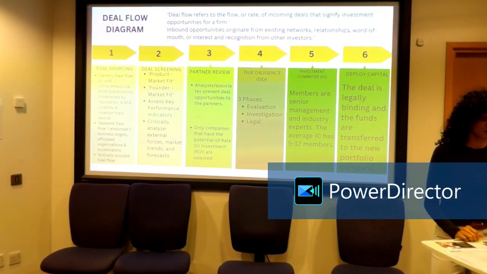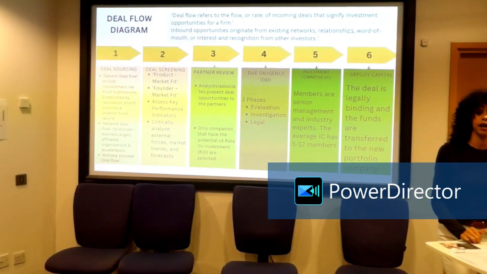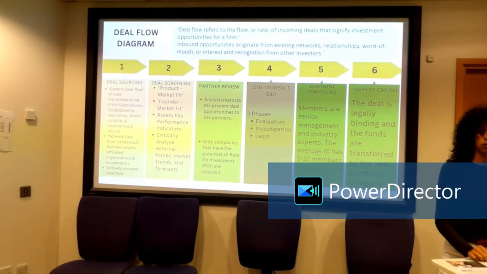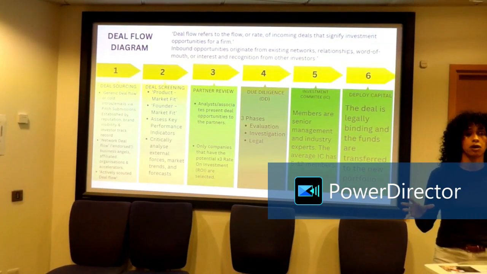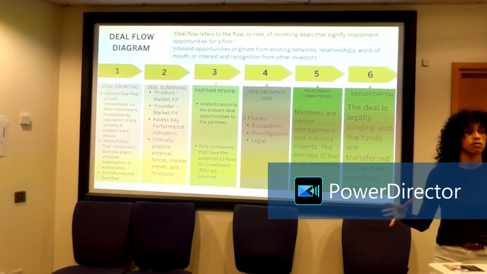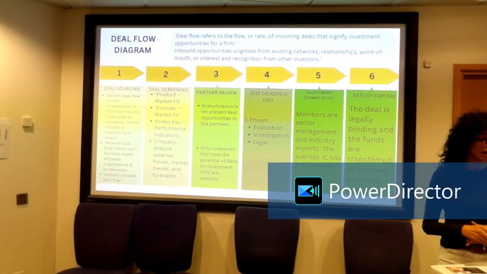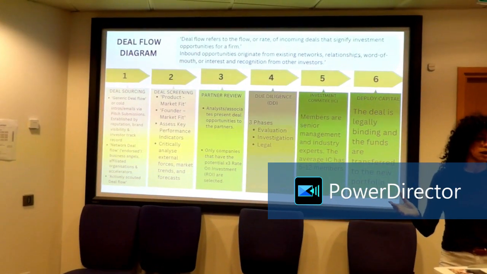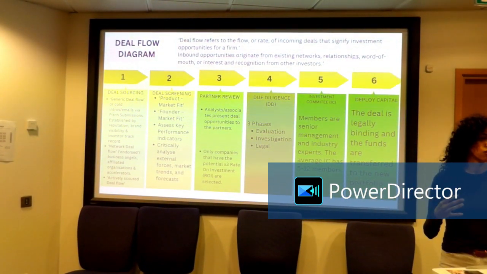Third phase is partner review. Fourth phase is due diligence, which I'll go into a little bit at the end, because that's quite complicated. It's got 3 phases. 5, your investment committee. That's when everything's been okayed and everyone in the VC firm comes together to make an agreement. Usually it's like a vote. So say like there's 7 members, and if 5 say yeah, they'll go ahead.